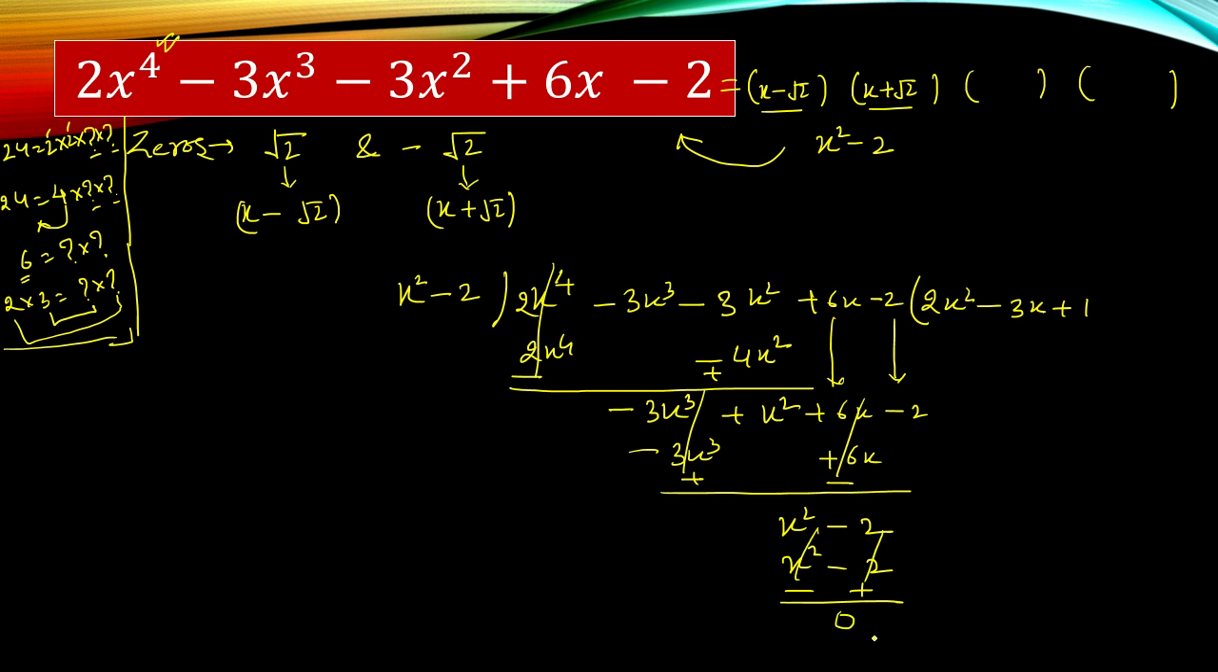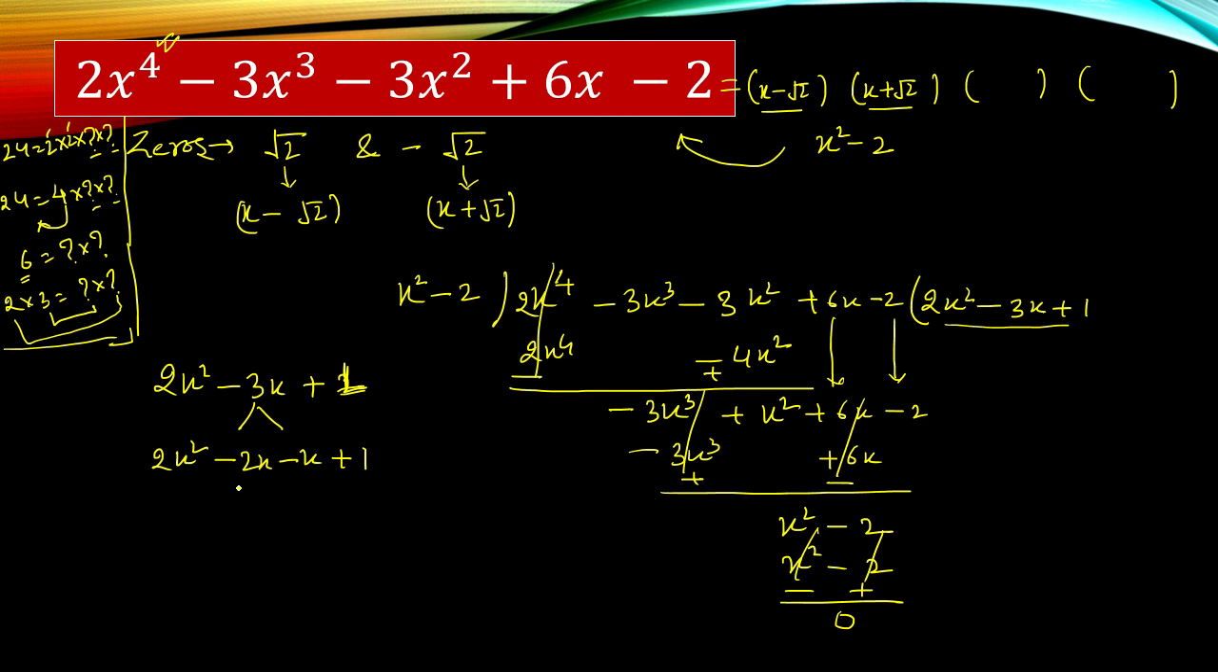Definitely the remainder must be 0, because we are dividing the polynomial by the product of its factors. So we find the quotient, which is 2x square minus 3x plus 1. If we are going to find the factors of this polynomial, we have to split the middle term, which is minus 2x minus x, plus 1, and 2x square as it is.